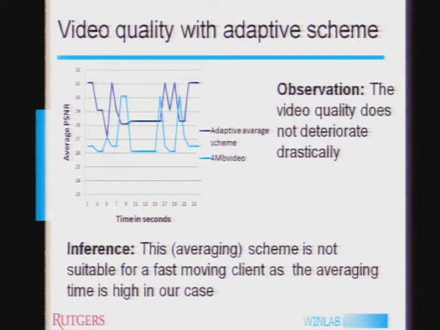But we must admit that this averaging scheme is not suitable for a fast moving client, as the average time is high in our case, so I'm averaging over 4 seconds. So if the client is moving very quickly, I'm not really making use of that. I'm not giving that consideration because it's over 4 seconds. So maybe if we reduce the averaging period to every 2 seconds, then a fast moving client would also fare well in this scheme.